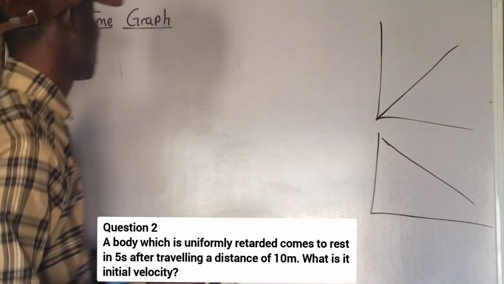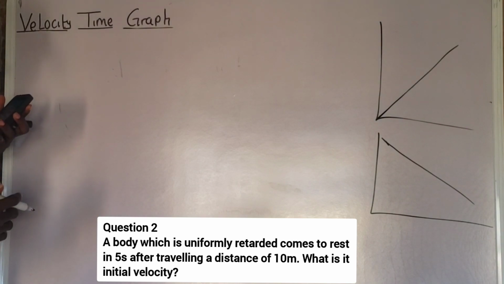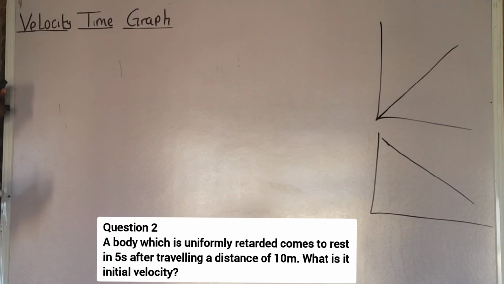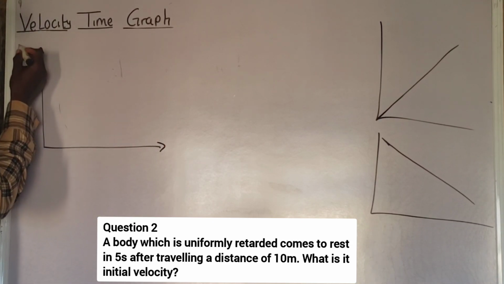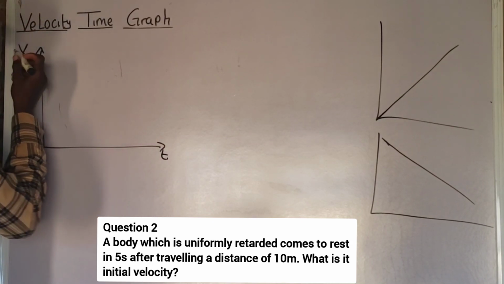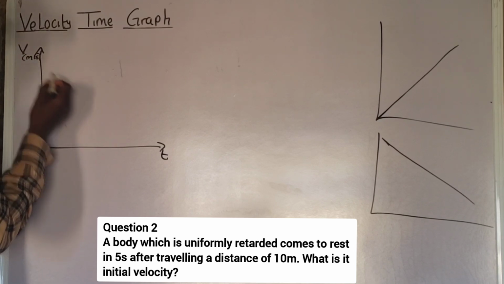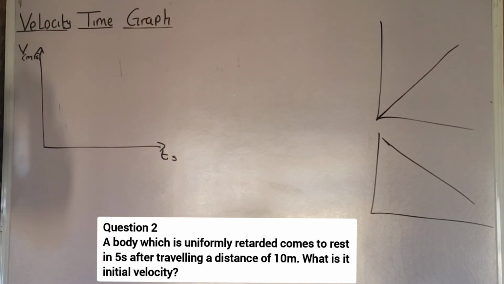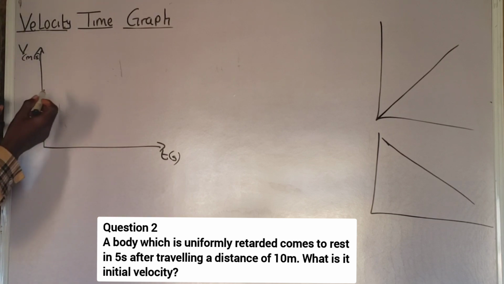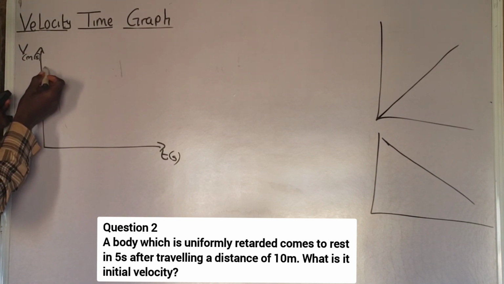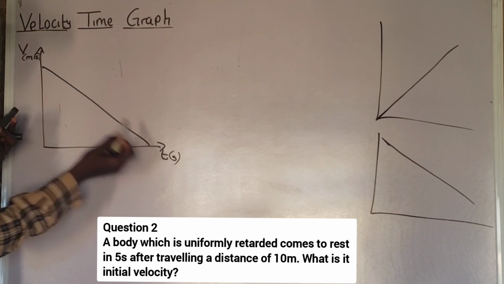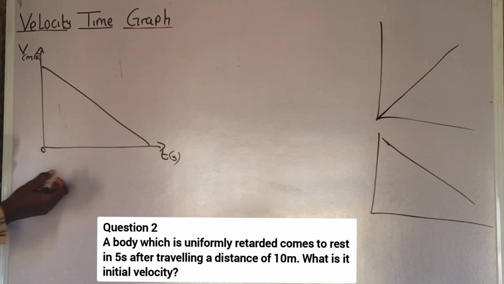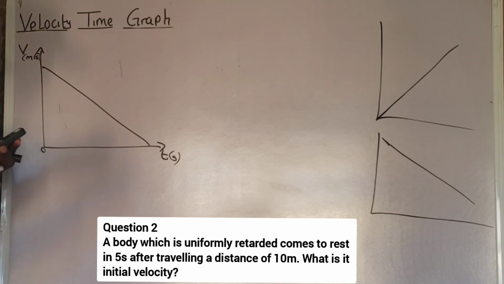Do you understand? Okay. Let's go back to the question. A body which is uniformly retarded comes to rest in 5 seconds. Let's have the velocity time graph, okay? We have V and we have T, V in meters per second and T in seconds. Now, the body which is uniformly retarded comes to rest in 5 seconds. So, since it comes to rest, the velocity diagram will look like this. Do you understand? So, this will be 0.